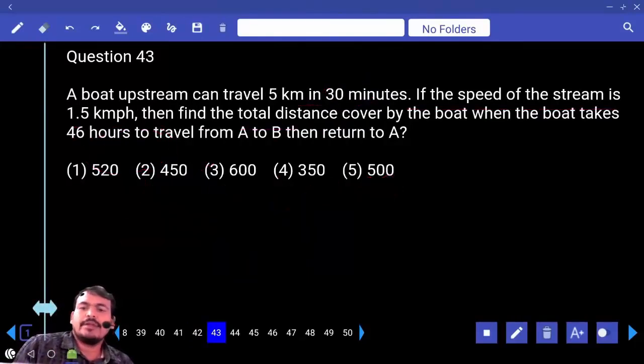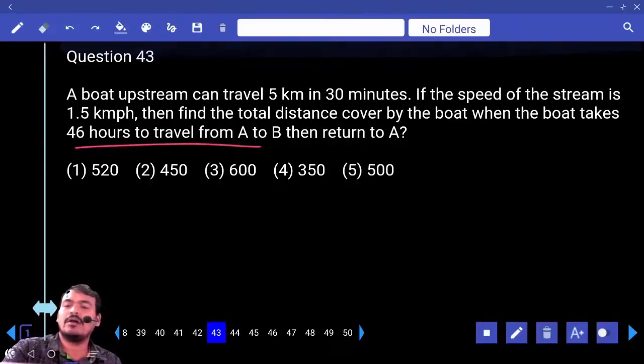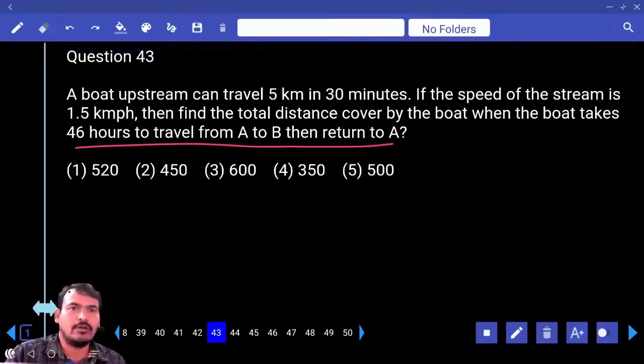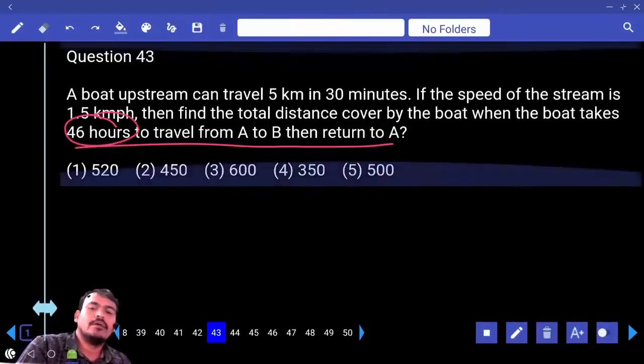A boat upstream can travel 5 kilometers in 30 minutes. If the speed of the stream is 1.5 kilometers per hour, then find the total distance covered by the boat when the boat takes 46 hours to travel from A to B, then return to A. Nothing but it is the total time of downstream and upstream, downstream time plus upstream time, total is how many hours?